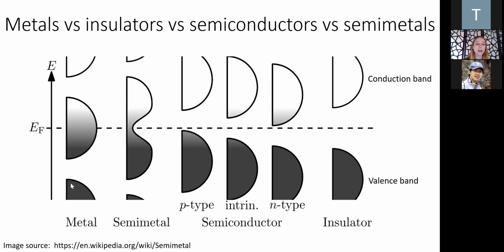And then finally, for a metal, the concept of valence and conduction band aren't really a thing. A metal just has a partially filled band where the Fermi energy is somewhere inside the band, not inside the band gap. Okay, so that's just some terminology.